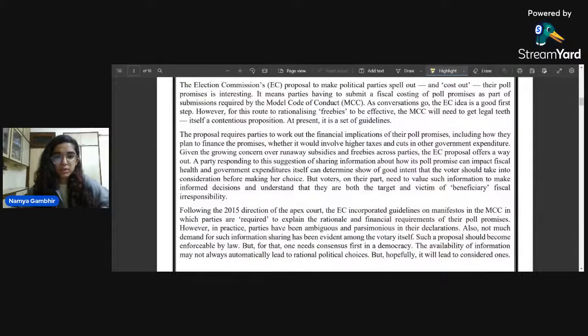So the EC's proposal to make political parties spell out and cost out their poll promises is interesting. It means parties having to submit a fiscal costing of poll promises as part of submissions required by the MCC. As conversations go, the EC idea is a good first step. However, for this route to rationalizing freebies to be effective, the MCC will need to get legal teeth, which is itself a contentious proposition. At present, it is a set of guidelines.